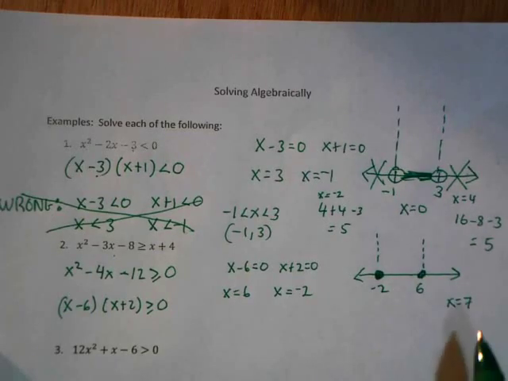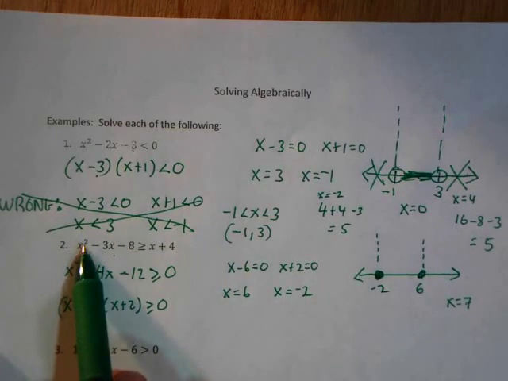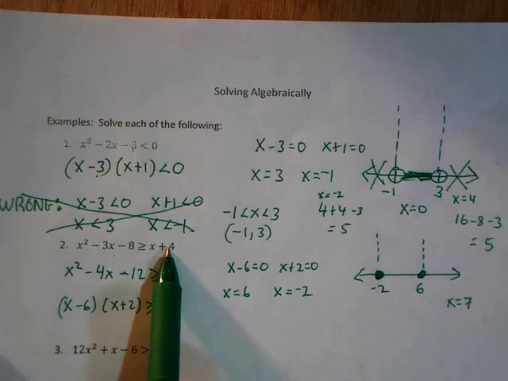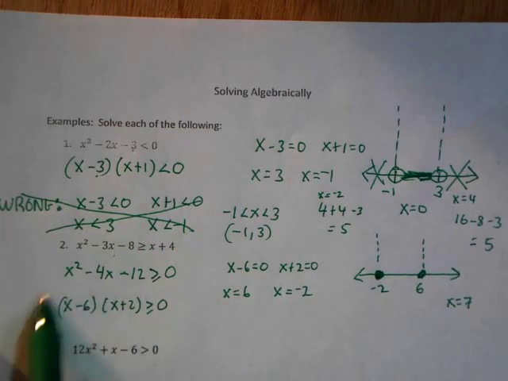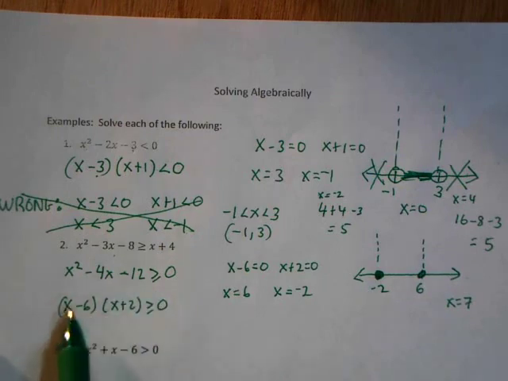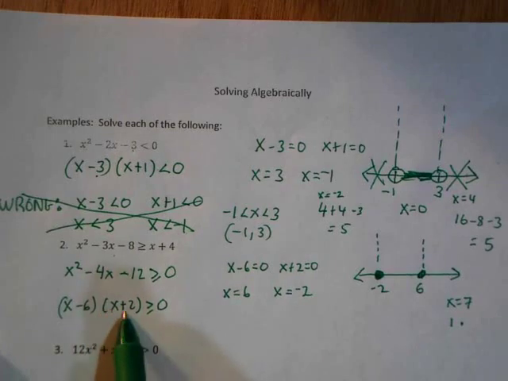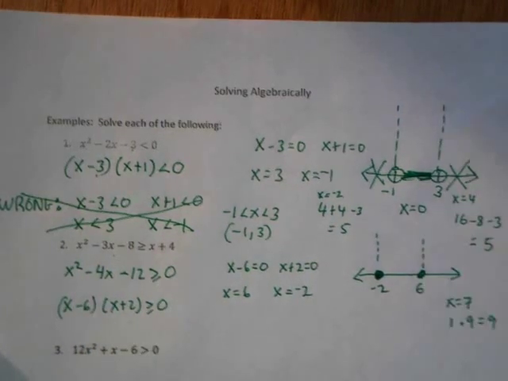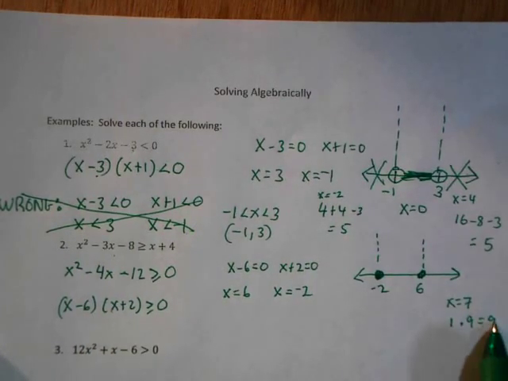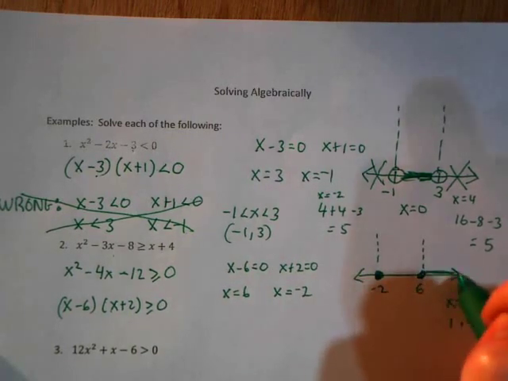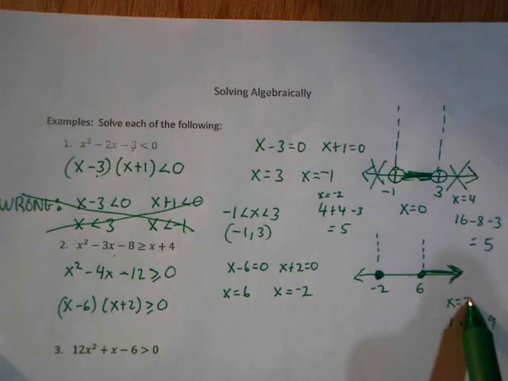Now I'm going to show you a little thing that I would do. I would not take 7 and plug it into the original because it's kind of hard. What I'm going to do instead is take 7 and plug it in down here in my factored form. 7 minus 6 is 1. 7 plus 2 is 9. 1 times 9 is 9. Is 9 bigger than or equal to 0? Yes. So since 7 worked, any number up here is going to work.